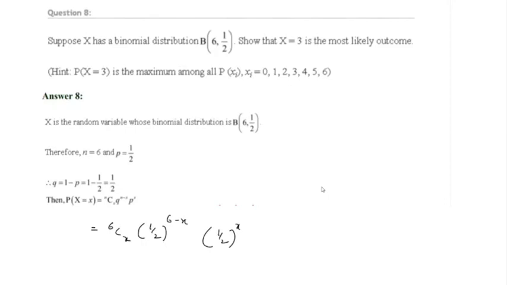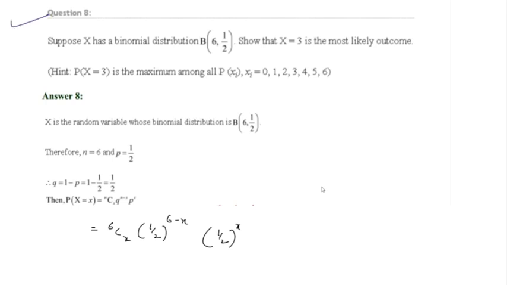Good afternoon, students. Welcome back once again to the mathematics class. In the last lecture, we completed questions 1 to 7 of exercise 13.5 from the probability chapter. So in this section, we are moving towards question number 8.